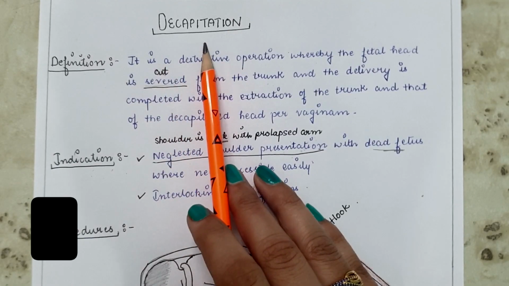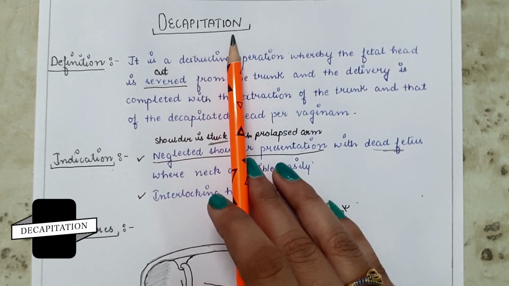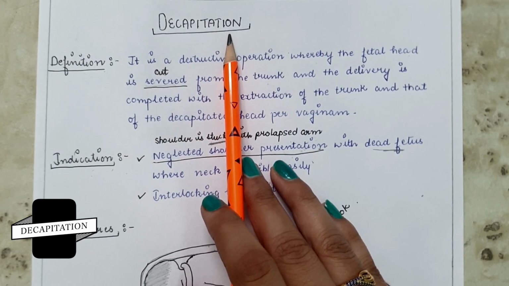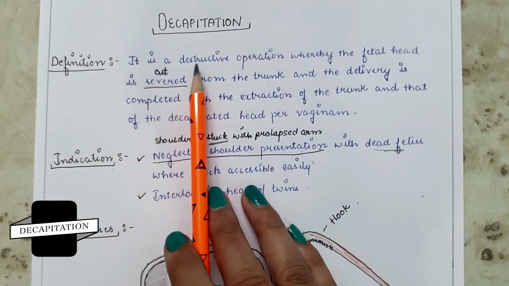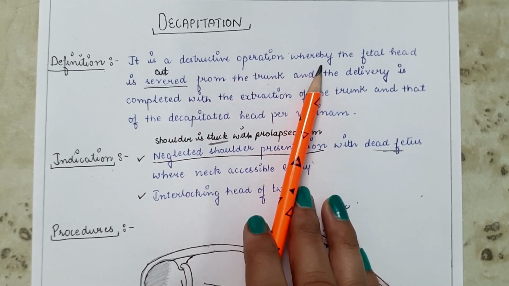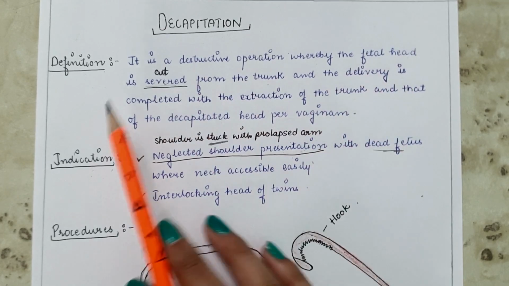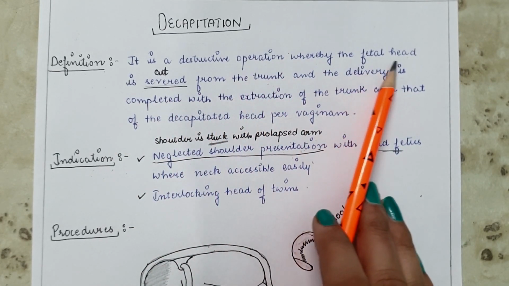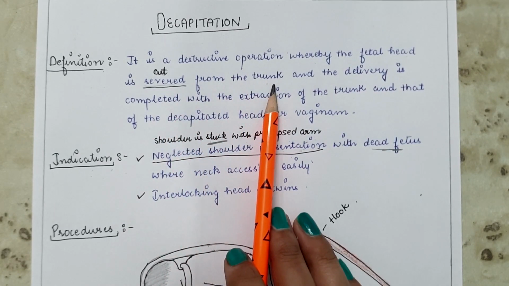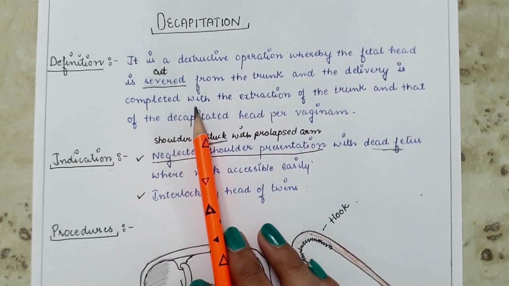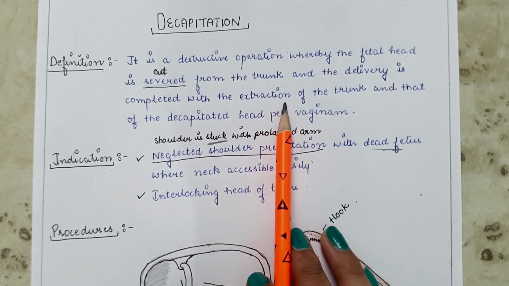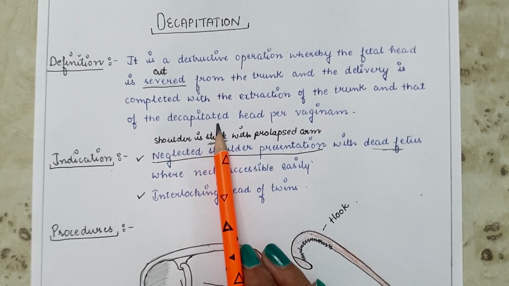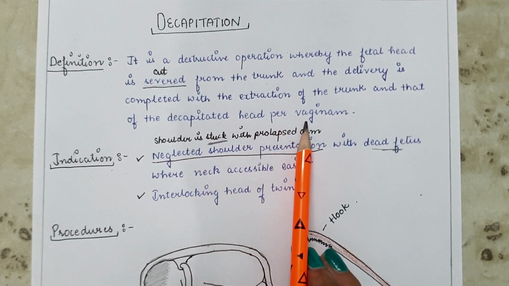The next type under destructive operations is decapitation. The meaning of decapitation is separation of the head from the trunk. Its definition: it is a destructive operation whereby the fetal head is cut or severed from the trunk. So in this case, the fetal head is separated from the fetal trunk and the delivery is completed with the extraction of both, that is the trunk and the decapitated head, through the vagina.